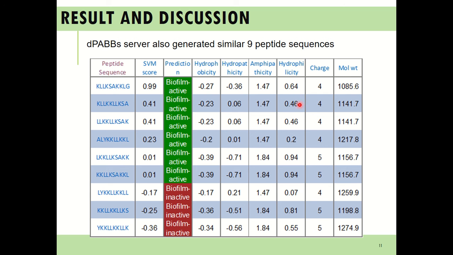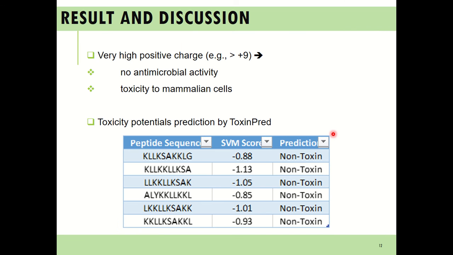And we can see that they are cationic with the charge ranging from positive 4 to positive 5, which is an essential feature for antimicrobial activity. And one thing to be noticed is that normally a very high positive charge, for example more than positive 9, can actually backfire and result in no antimicrobial activity and even be toxic to mammalian cells. Meanwhile, our peptides only have positive 4 to 5. And this is important because one of the concerns for synthesized peptides is their toxicity. We expect them to be able to kill bacteria, but at the same time not harm the cells.